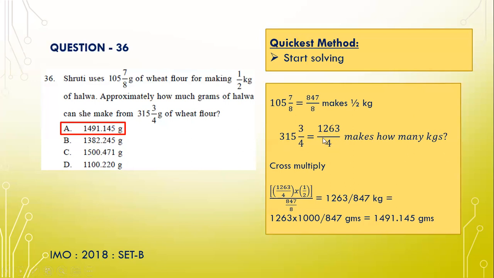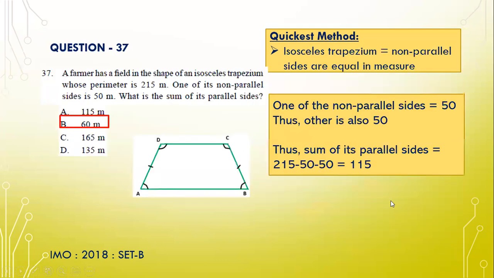So cross multiply. 1263 upon 4 multiplied by half, divided by 847 upon 8. 4 2s are 8, so the 8 here and the 8 here will get cancelled. So it will be 1263 upon 847 kg, isn't it? So how many grams? It will be 1263 into 1000 upon 847, so this will be 1491.145 grams.